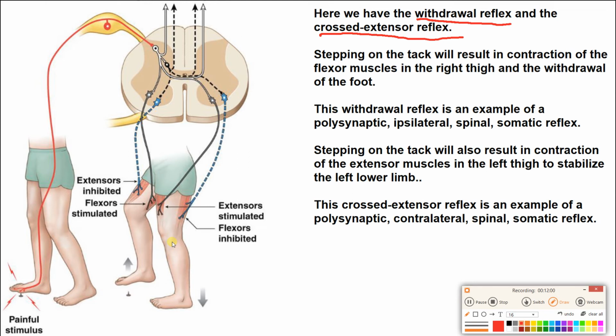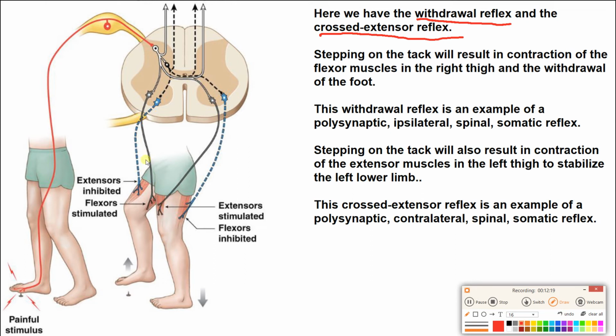Now, this is called the crossed extensor reflex. Crossed because we're switching sides. Extensor because our effector is extending some joints. Remember, extension of a joint means the angle is getting bigger, so we're straightening our hip and knee joint here.